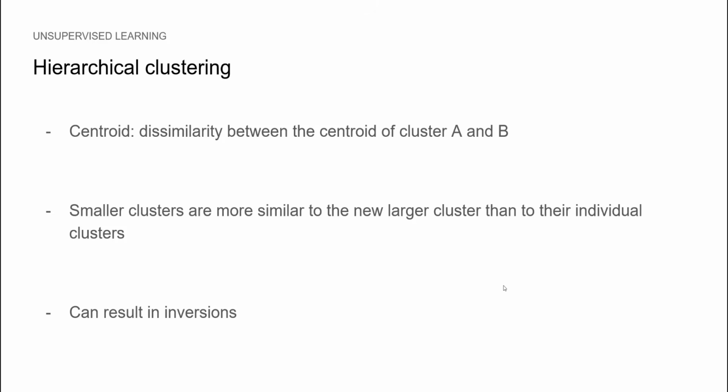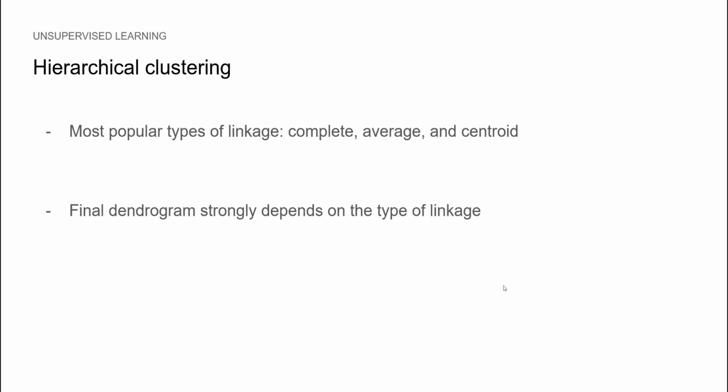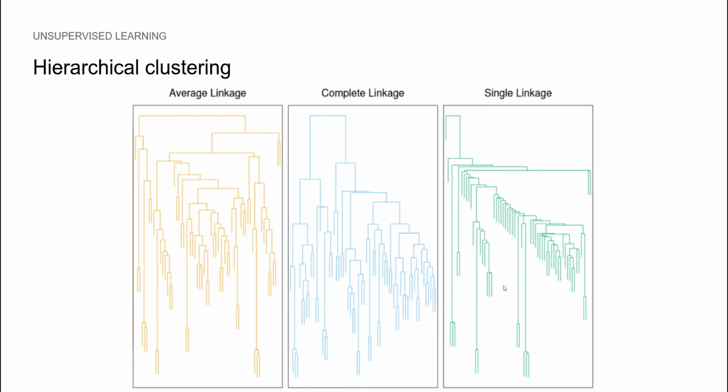This is sometimes a problem, as smaller clusters can be more similar to a larger one than to their individual clusters, which can lead to inversions in your dendrogram. Complete, average, and centroid are definitely the most popular types of linkage. Note that the final dendrogram highly depends on the type of linkage you select. As you can see here, average and complete are quite similar to one another, but with single linkage, the dendrogram is quite unbalanced, and that's why this method is not used often.